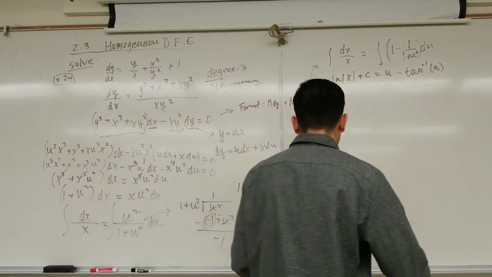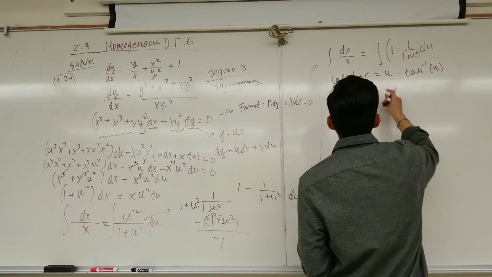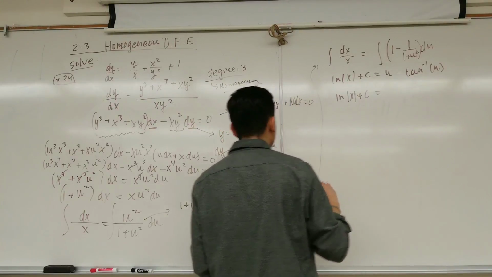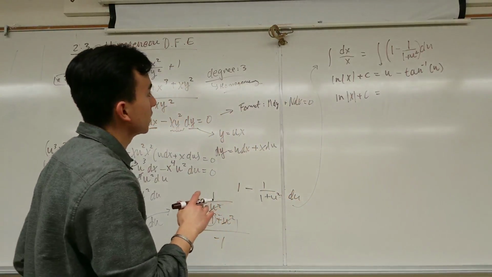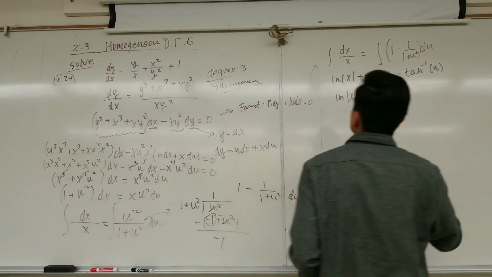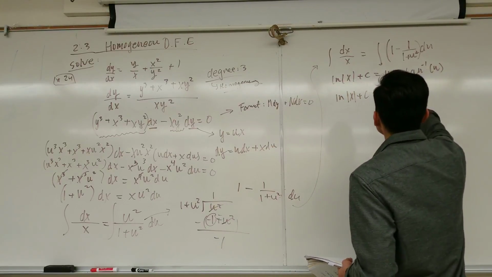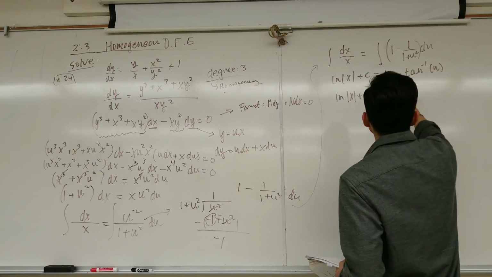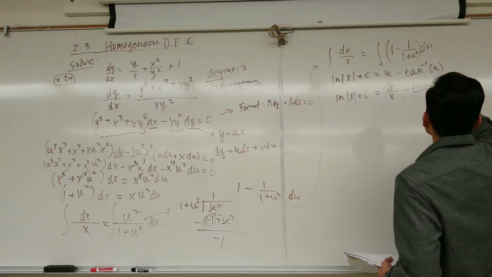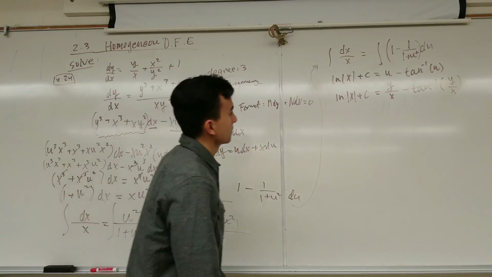So now we get natural log of x plus c is equal to, oh, we can't forget, we have to replace our u's. Our u is equal to y over x. So we're going to have y over x minus inverse tangent of y over x. And that is our answer.